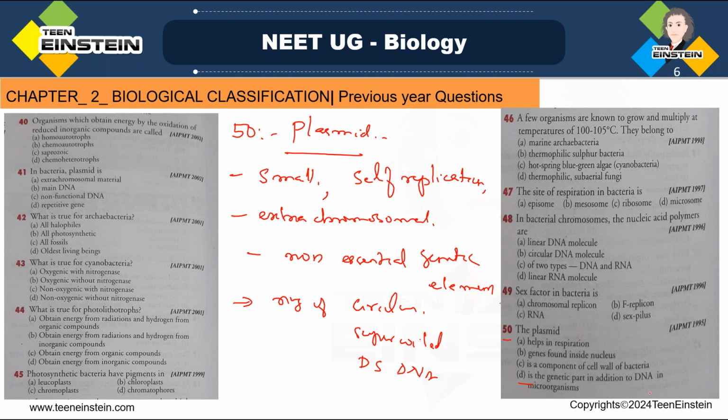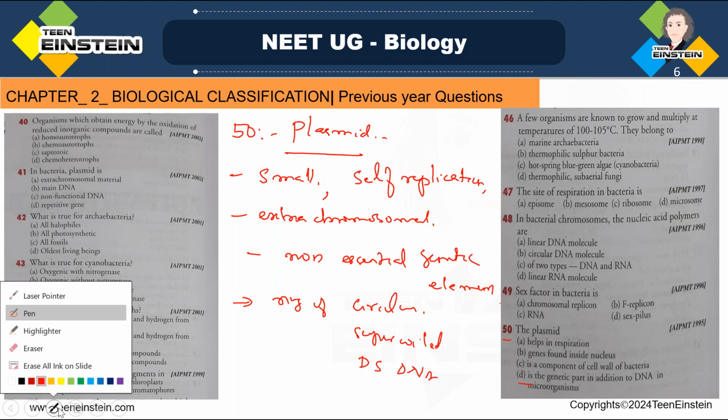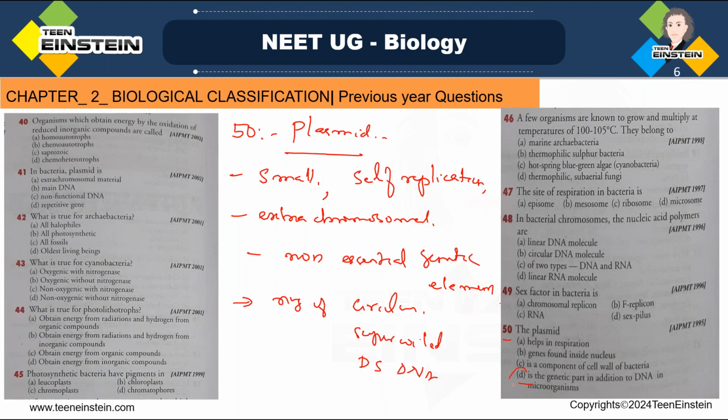So in addition to the DNA in a microorganism, the plasmid also will be there. It is very small and has self-replicating capacity. It is extra chromosomal, apart from the chromosomal material of that organism, and a non-essential genetic element. It is not an essential genetic part. It will be doing some extra functions, coding for non-essential functions. It's not a must, but it may code for non-essential functions, right? So here option D is the right answer.